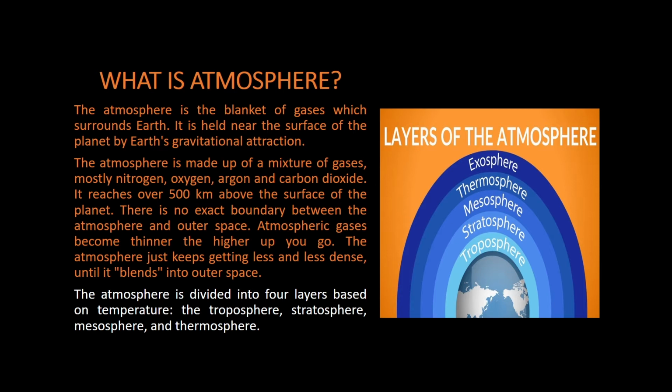There is no exact boundary between the atmosphere and outer space. Atmospheric gases become thinner the higher up you go. The atmosphere just keeps getting less and less dense until it blends into outer space. The atmosphere is divided into 4 layers based on the temperature: the troposphere, stratosphere, mesosphere, and thermosphere.